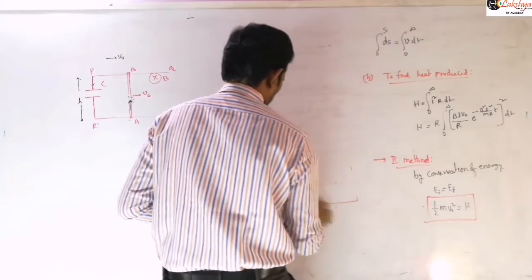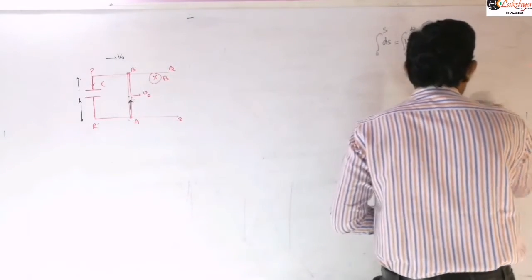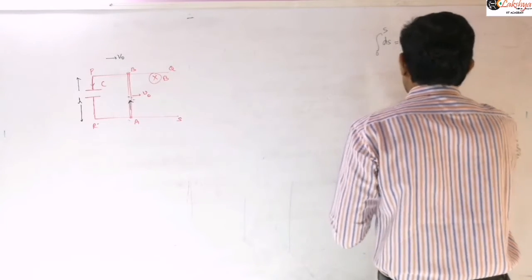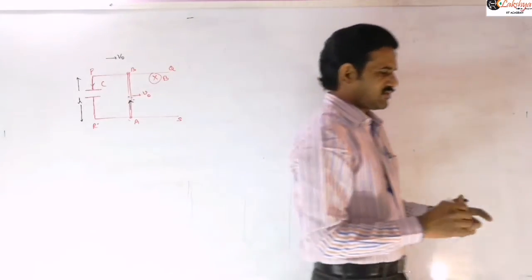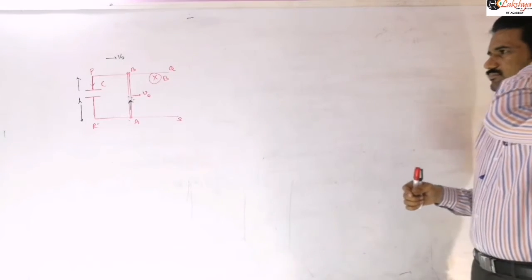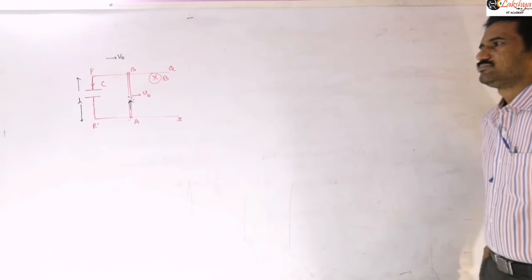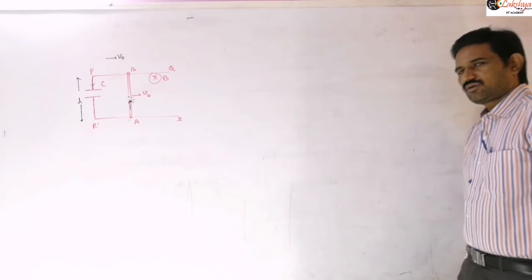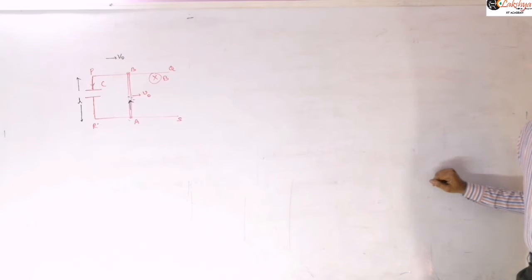As shown in the figure, the two parallel rails are connected by a neutral capacitor of capacitance C. If the rod AB is moving with the constant velocity V naught, then find the current flowing through the rod, and also find the charge on the capacitor.